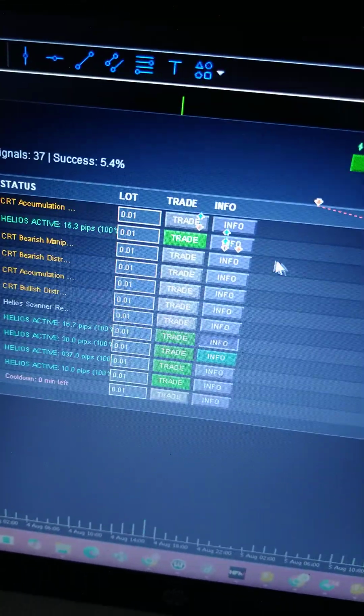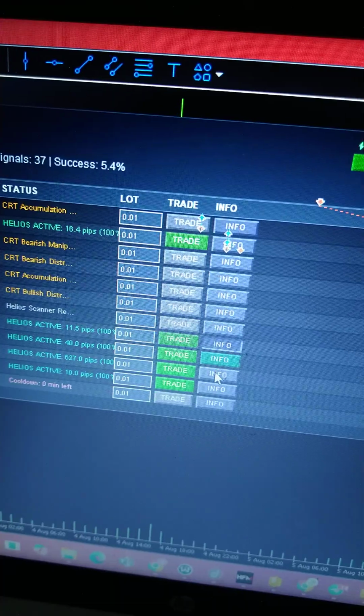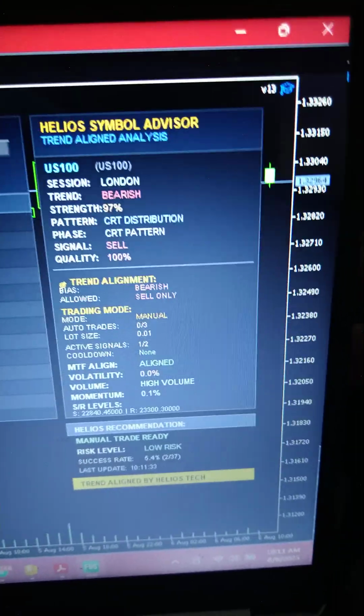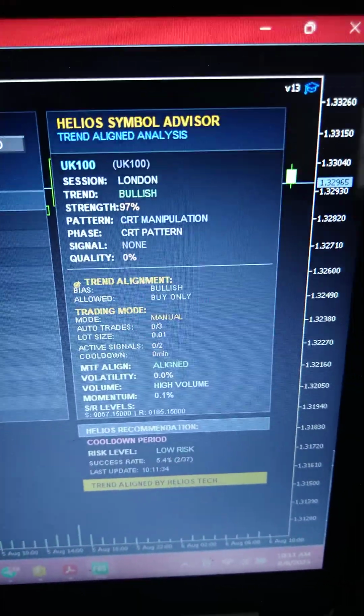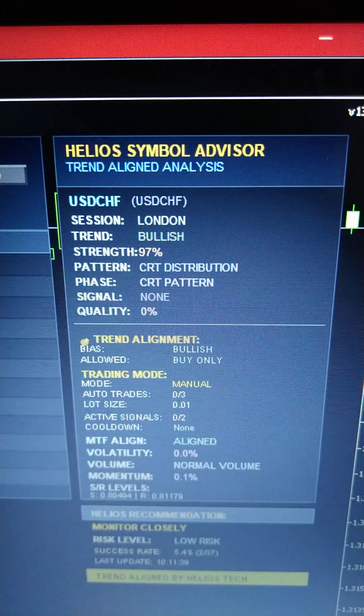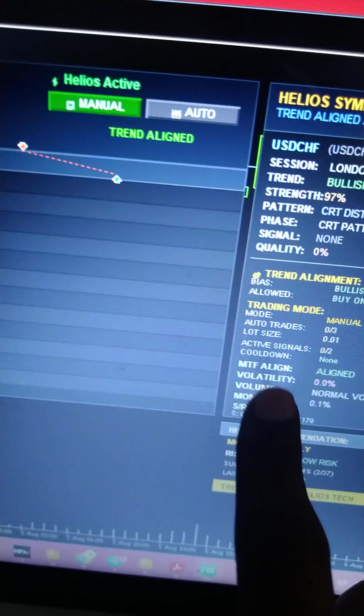I don't know if I can find a sample of that and show you. Let me try and look at it. That one is in accumulation, that's distribution, that's manipulation. Let me take one that's not active. So distribution.